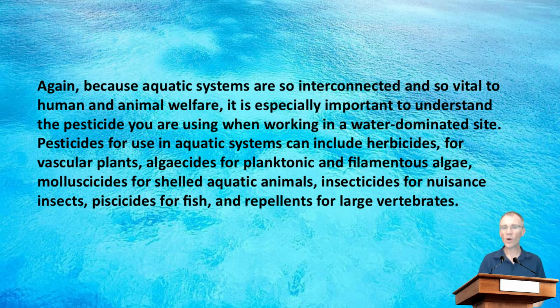Again, because aquatic systems are so interconnected and so vital to human and animal welfare, it is especially important to understand the pesticide you are using when working in a water-dominated site. Pesticides for use in aquatic systems can include herbicides for vascular plants, algicides for planktonic and filamentous algae, molluscicides for shelled aquatic animals, insecticides for nuisance insects, pesticides for fish, and repellents for large vertebrates.